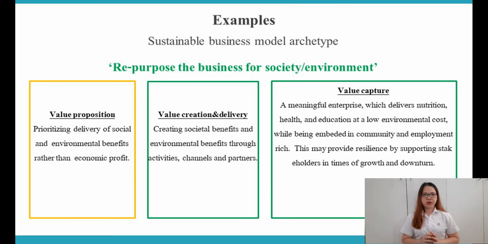Okay, next, I would like to show you example 2 of sustainability business model. That is, repurpose the business for society and environment. The definition of this model is prioritizing of social and environment benefits rather than economic profit. Why was it selected as an archetype? Because this archetype can contribute to shaping fundamental purpose of business to deliver environmental and societal benefits, and therefore drive global economy-wide change, global policy framework change that allow these companies to achieve scale without the need to maximize shareholder value. It would increase the impact of this archetype.